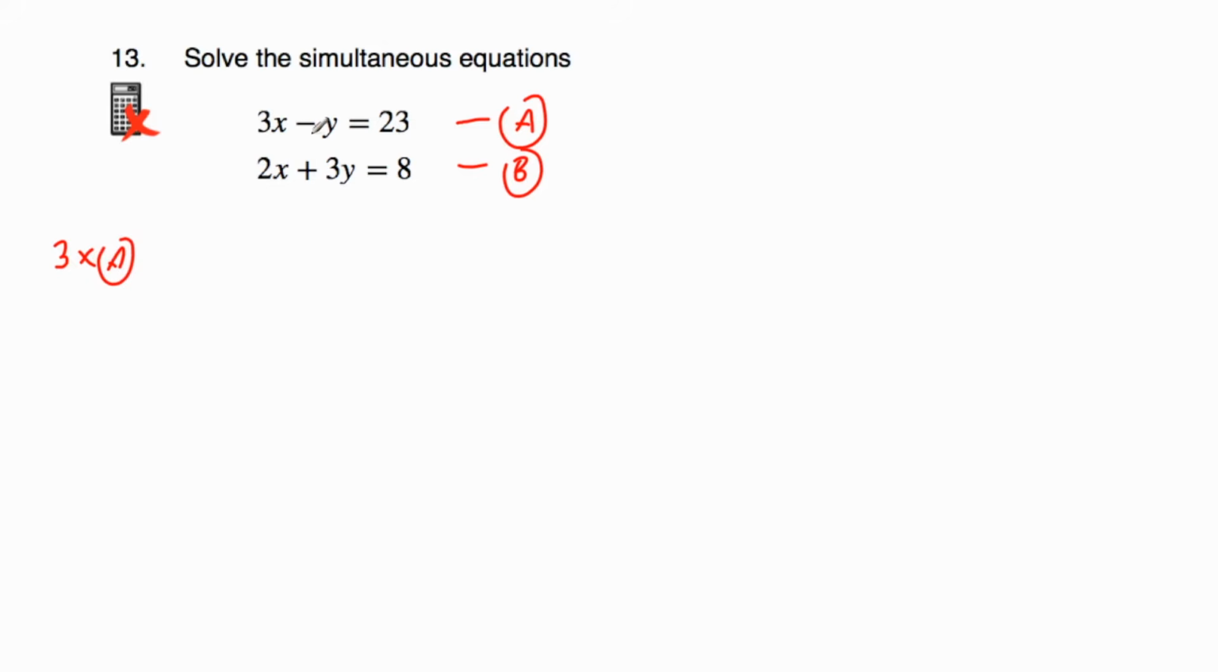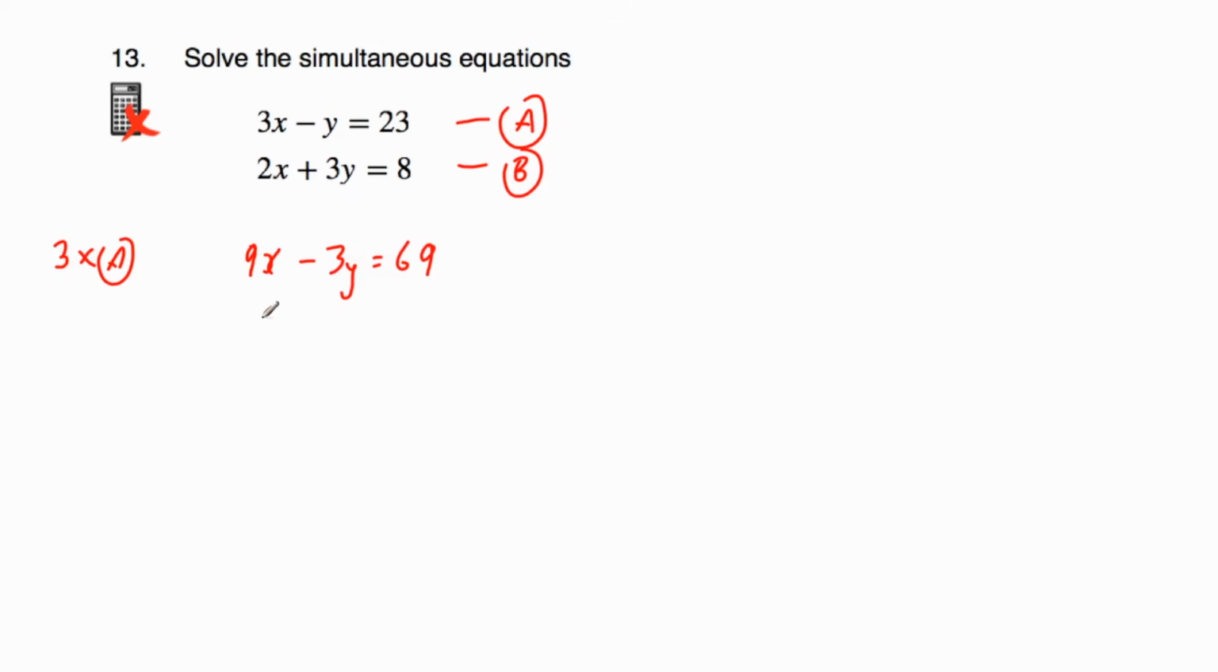So whenever I multiply this equation by 3, well, 3 times 3x would be 9x. Then I've got minus y, and I'm going to times it by 3, so it's minus 3y, and that's equal to, and 23 times 3 is equal to 69. So multiplying everything in this top equation A by 3 gives me 9x minus 3y equals 69.